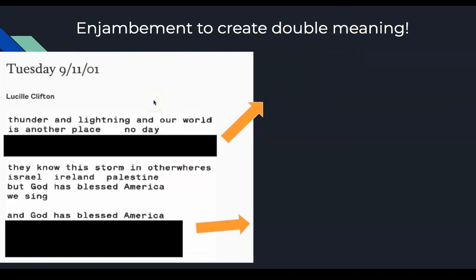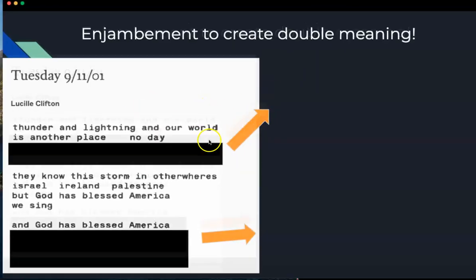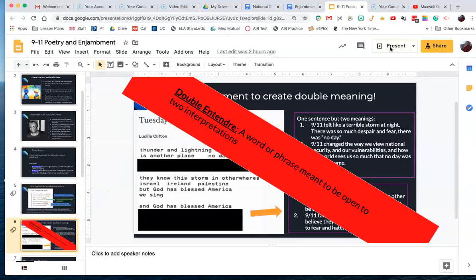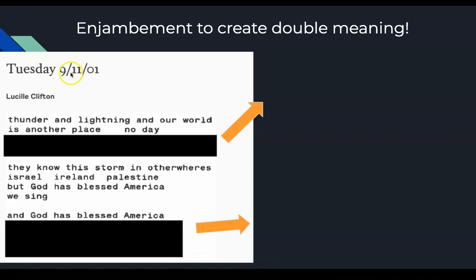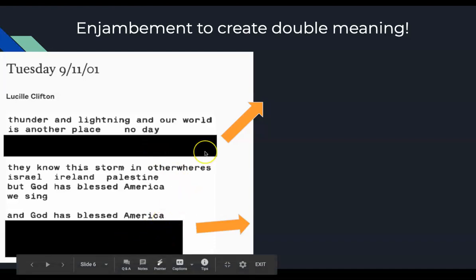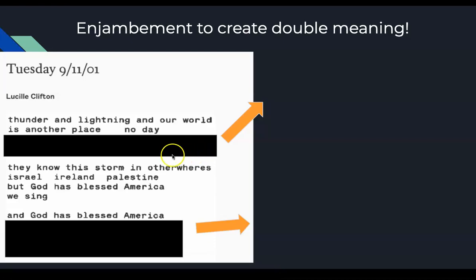So what I've done here is I've taken this first poem from the September Suite by Lucille Clifton. Okay, sorry about that. This is the first poem in that September Suite series. It's called 9/11/01. And what I've done is I've taken parts of the poem where she uses enjambment and I've sort of blacked them out so that we can better focus on one meaning and then the second meaning. So let's look at this first stanza.